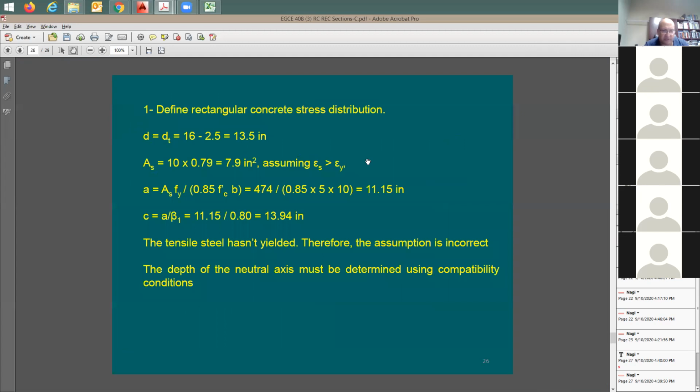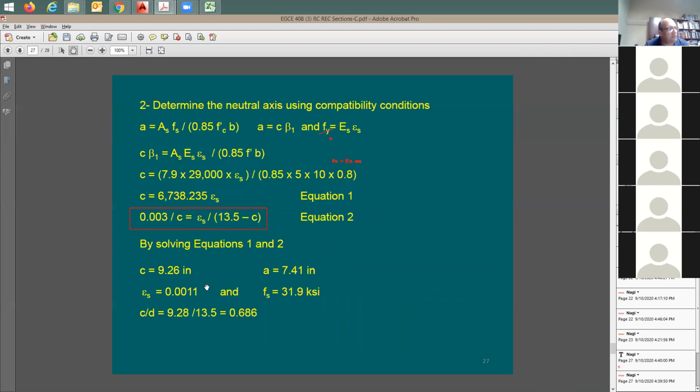Therefore, I don't have the strain in the steel and I don't have the stress. I assumed here that F sub y is going to be equal to the stress in the steel and this is not true. So now I need to do it this way, the longer way.